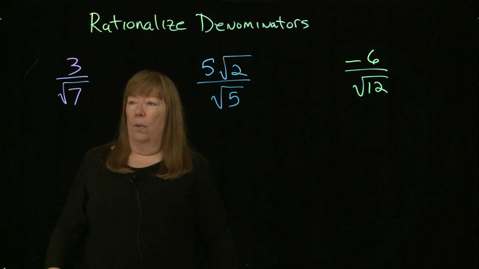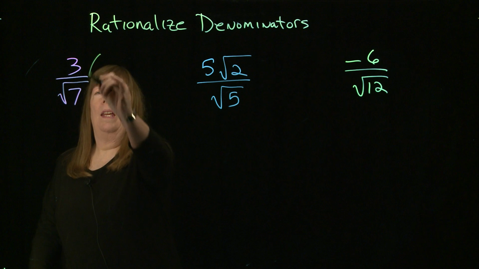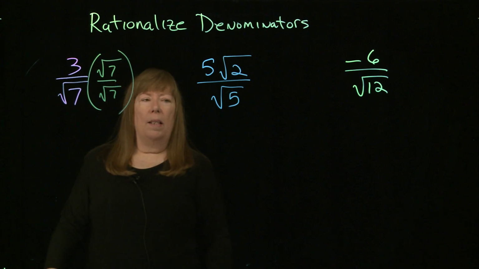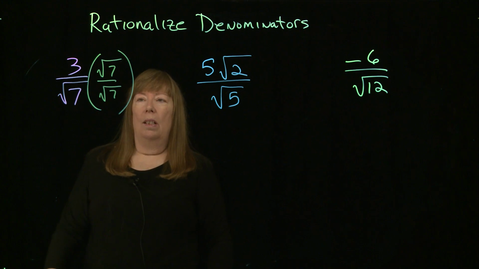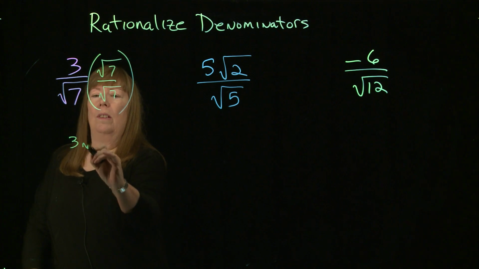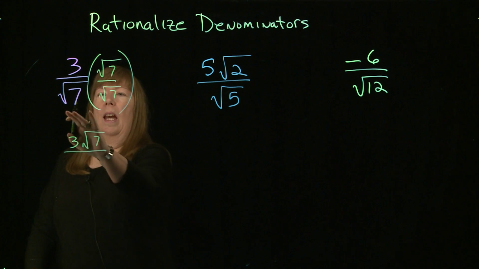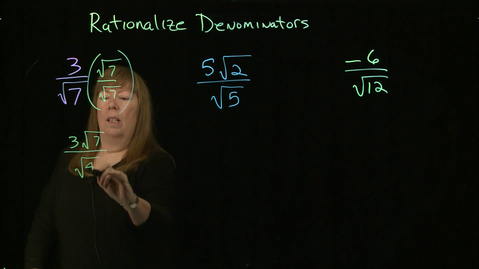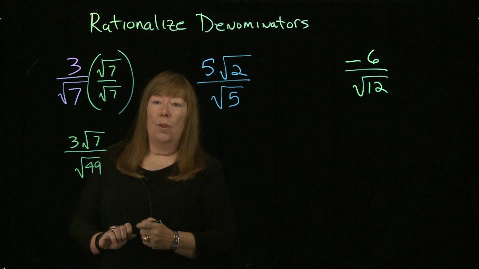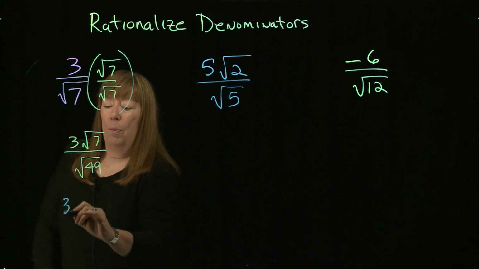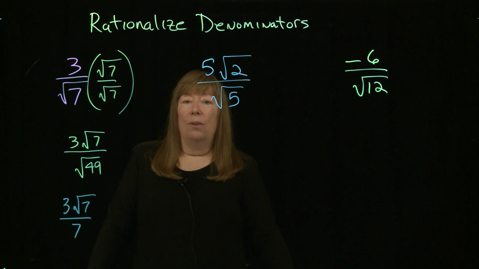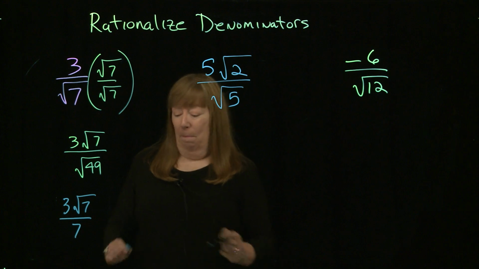3 over the square root of 7. Anything over itself is 1, and when you multiply something by 1, it doesn't change it. That's what makes it okay to do this. So 3 times the square root of 7 is 3 times the square root of 7, and the square root of 7 times the square root of 7 is the square root of 49. So notice how we're always going to end up with a perfect square in the denominator, so that when we take that perfect square, we no longer have a radical sign in our denominator anymore.